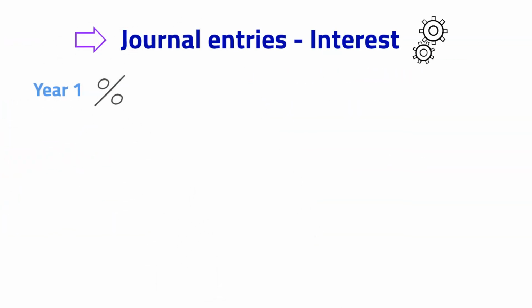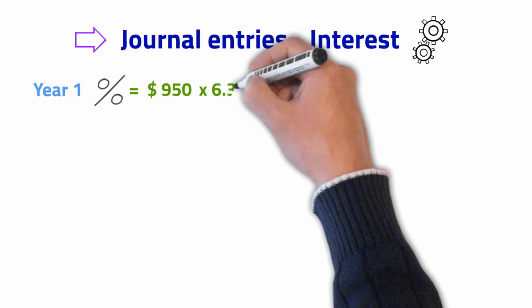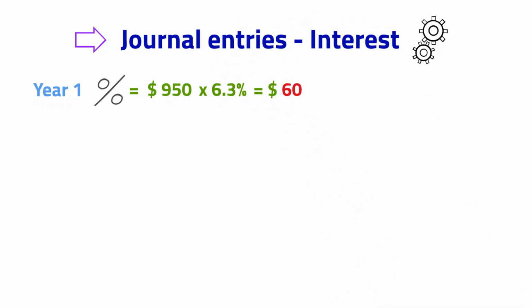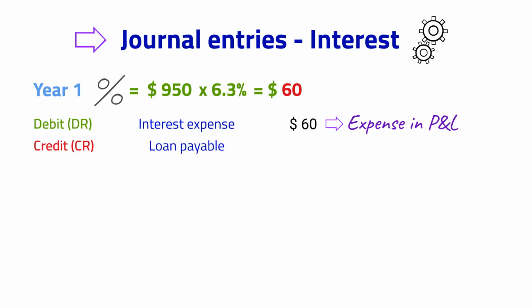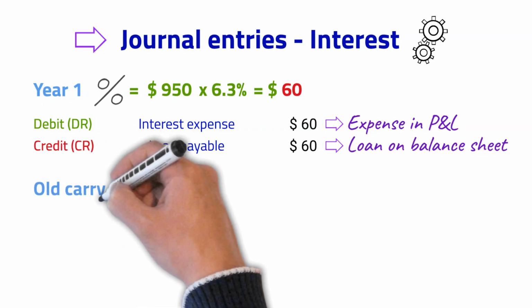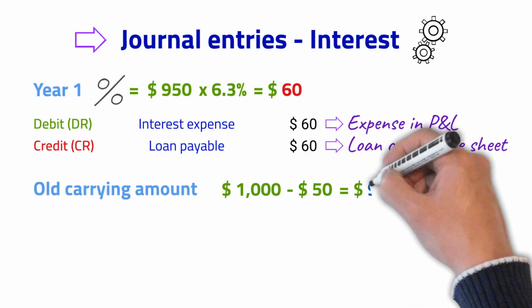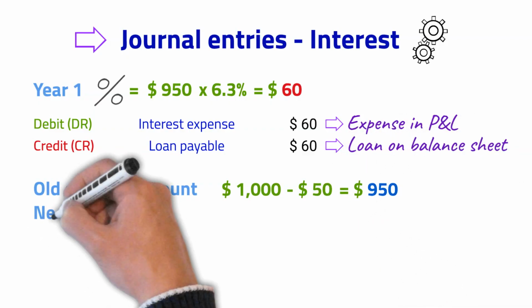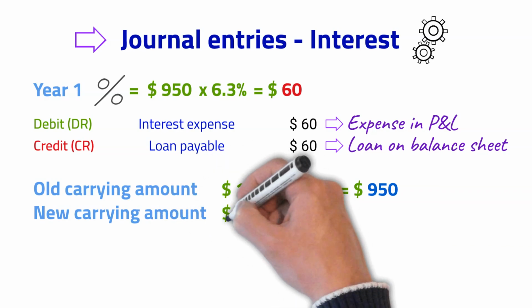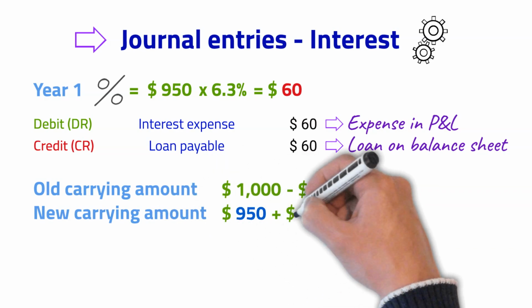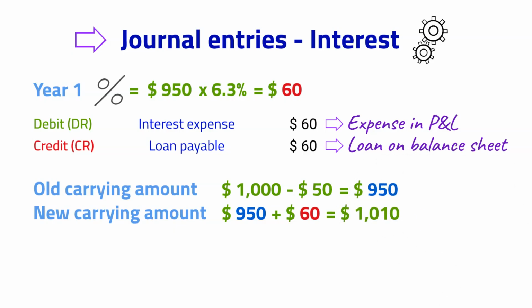In year 1, our effective interest expense is 950 times 6.3% equals $60. So we record the following journal entry. Debit interest expense 60, credit loan payable 60. We increase the loan payable by $60. Remember, while we owe the bank $1,000, on the balance sheet our liability was $950, as we reduced it by $50 of capitalized fees. That means our new reported liability is $950 plus 60 equals $1,010.